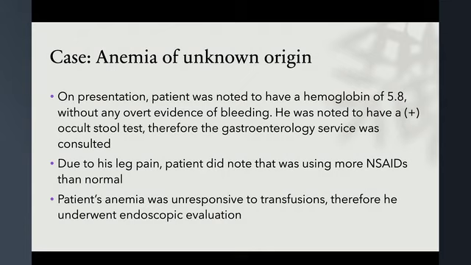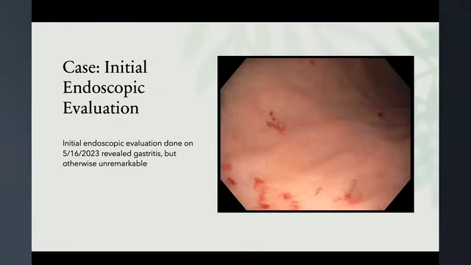The patient was given 2 units of blood for his hemoglobin of 5.8. However, he was not responsive to transfusions. Given this finding, as well as his increased NSAID use, the patient underwent endoscopic evaluation. His initial endoscopy showed gastritis, but otherwise was unremarkable. Of note, this was done May 16, 2023. The patient was started on a PPI and went back to the floors for further management.